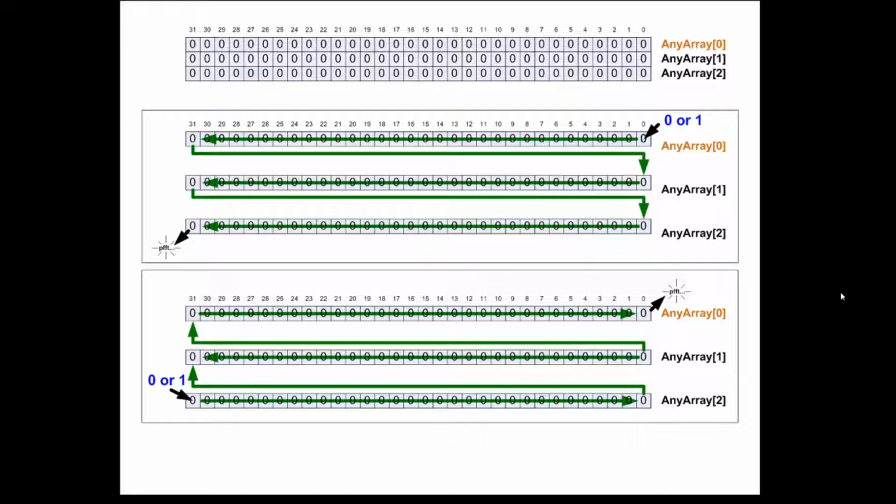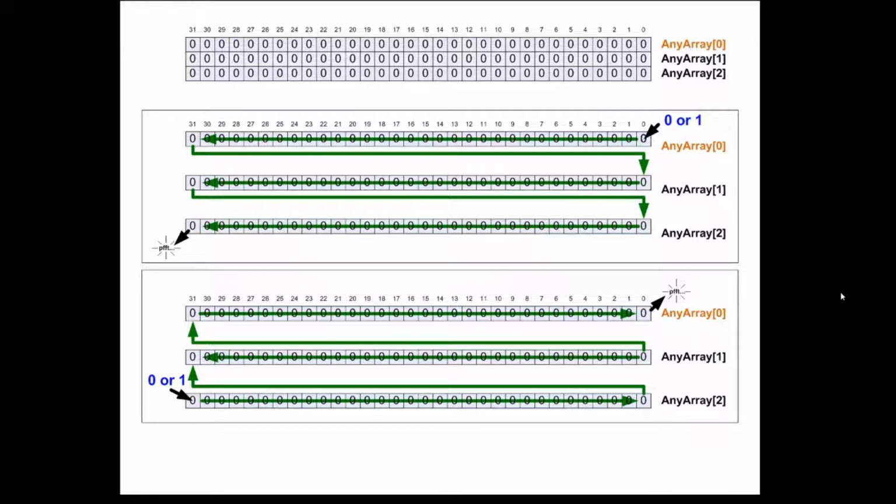Be thinking from least significant bit to the more significant bit for a left movement. For any kind of a left shift, which you see in the top box there, where it shows 0 or 1 pointing to bit 0, a left shift is always going to shift from the least significant bit of the specified element, in this case any array 0, to the more significant.